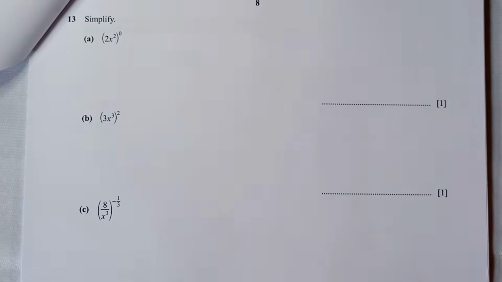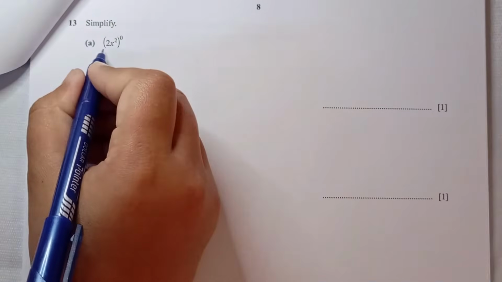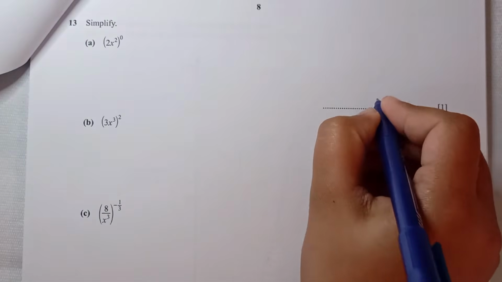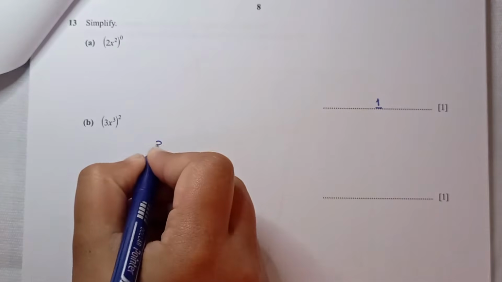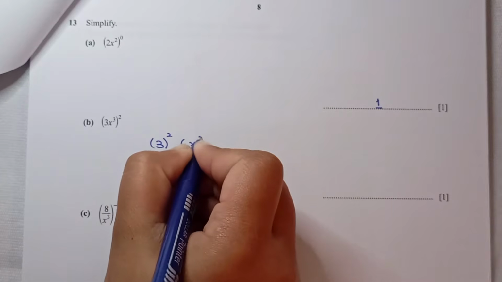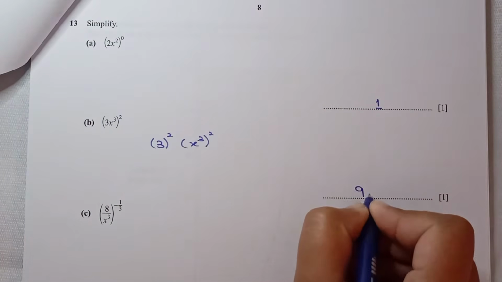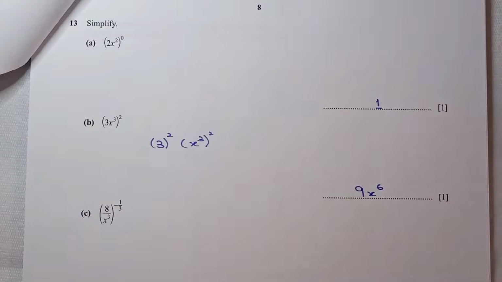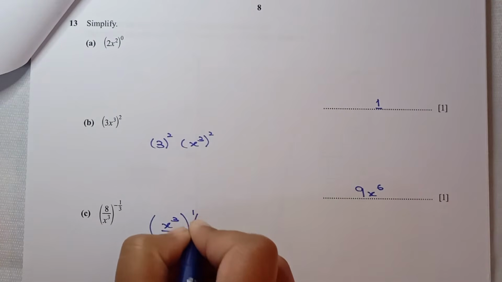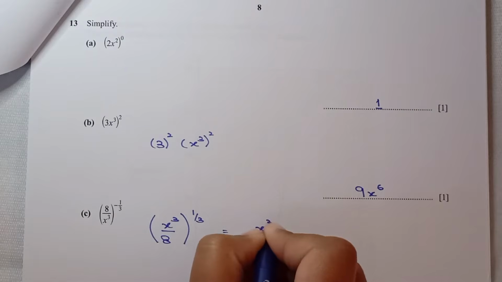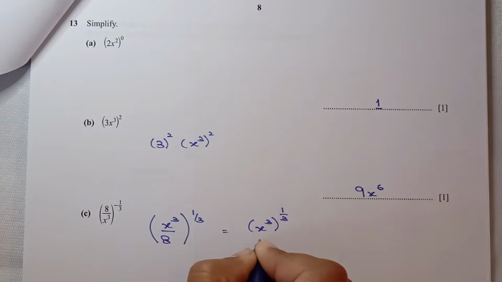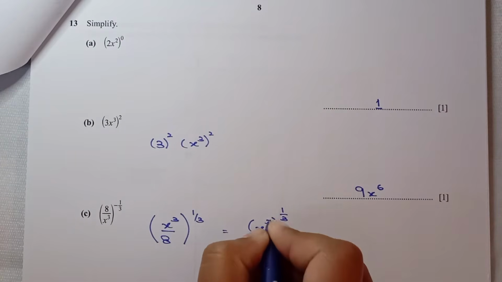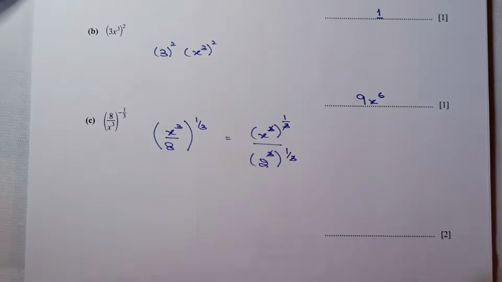Question number 13, simplify. In A part, 2x square exponent is 0, so it is 1. We have 3 square and x cube square. So 3 square is 9 and x 3 times 2 is 6. And here the exponent is negative, so take a reciprocal. X cube over 8 whole exponent is positive 1 by 3. So here we have x cube exponent is 1 by 3 and 8 is basically 2 cube. So 2 cube exponent is 1 by 3. So we can cancel the 3's and we are left with x by 2.